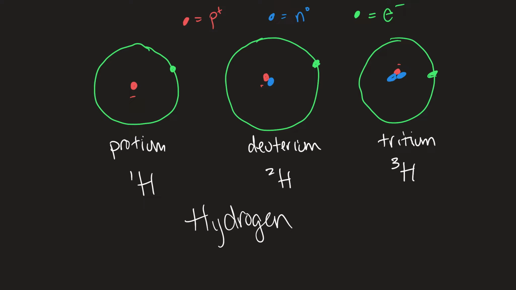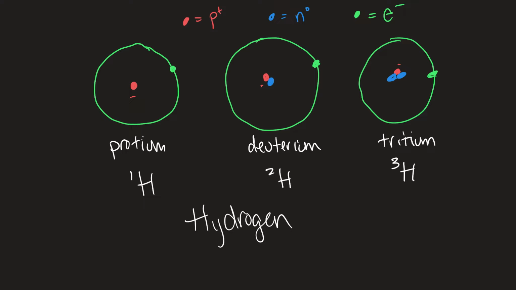Do they have the same chemical properties? Yes. Do they have the same physical properties? Yes. The biggest difference is just structure. They don't have the same number of neutrons, thus their mass numbers are different.